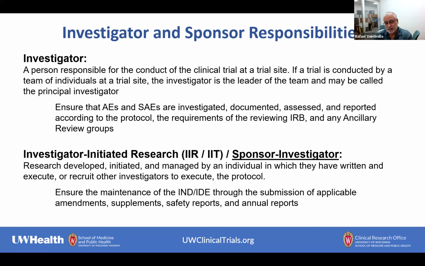Then, of course, we have the investigator-initiated research or investigator-initiated trials that we have here at the IIT. That's when the investigator is also the sponsor. The research is developed, initiated, and managed by an individual who has written, executes, or recruits other investigators to execute the protocol. So in this case, the investigator is taking the place of a pharmaceutical company or the NIH. They've written the protocol, they're the investigators, and they have to maintain the IND or IDE with all the regulatory submissions, safety reports, and annual reports to the FDA, NIH, and so forth. And also it's important to mention, as I will later say, it's the responsibility of the sponsor investigator to notify all the investigators of the participating sites of updates of safety reports, IND safety reports, and unanticipated events.